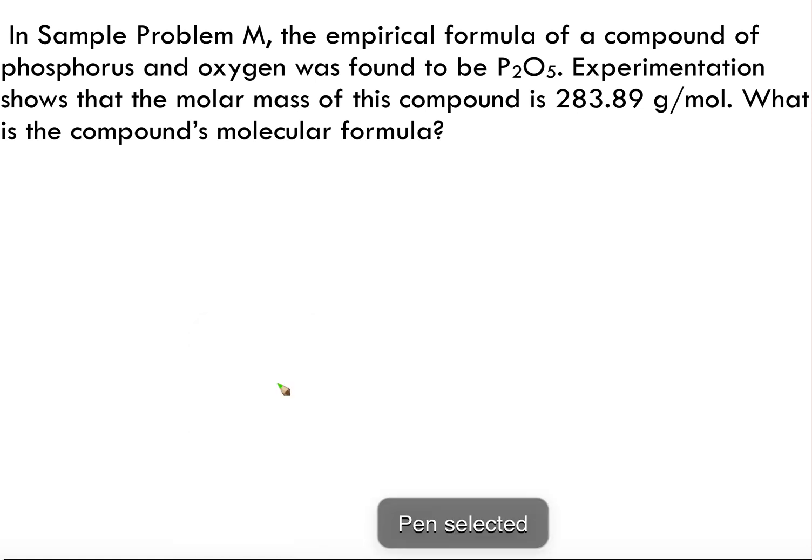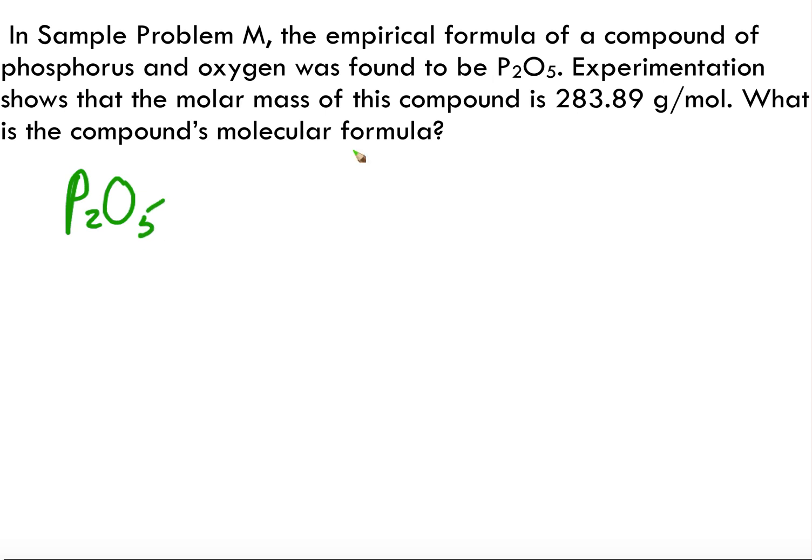In sample problem M, the empirical formula of a compound of phosphorus and oxygen was said to be P2O5. So that is our empirical formula. Experimentation shows that the molar mass of the compound is 283.89 grams per mole. What is the compound's molecular formula? Just like on the slide before, we're going to divide the molar mass given by the molar mass of our empirical formula.